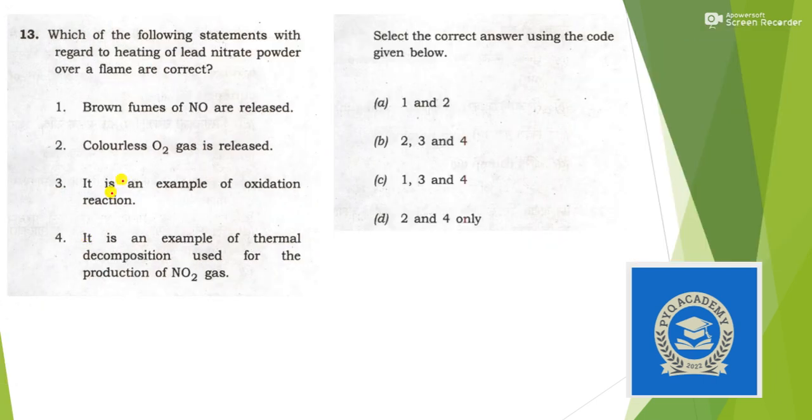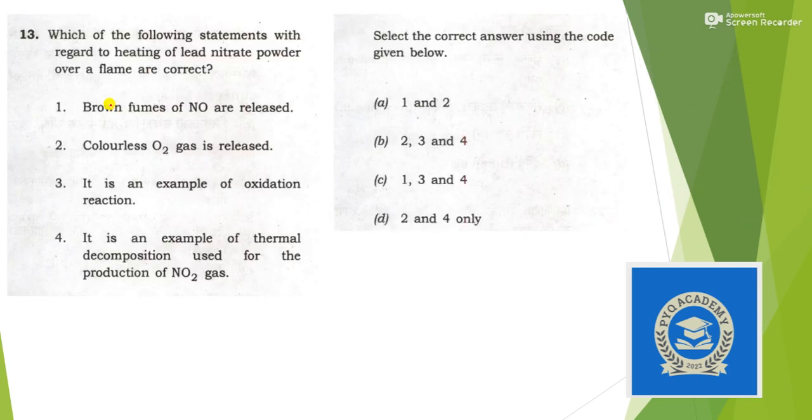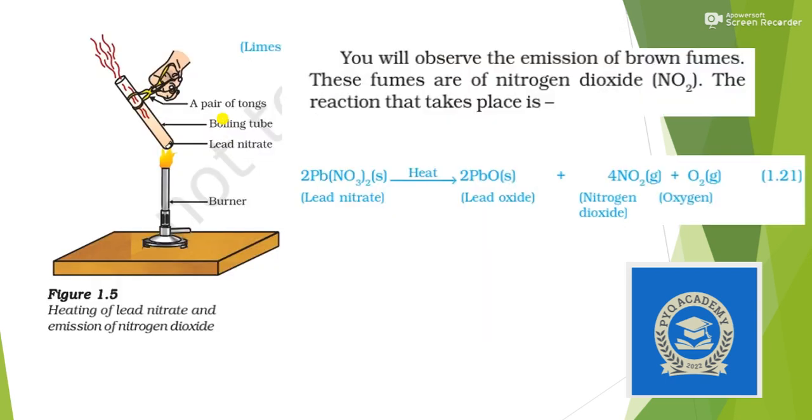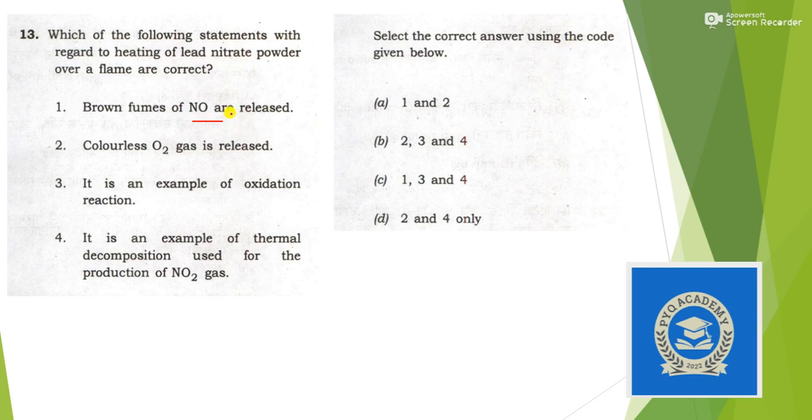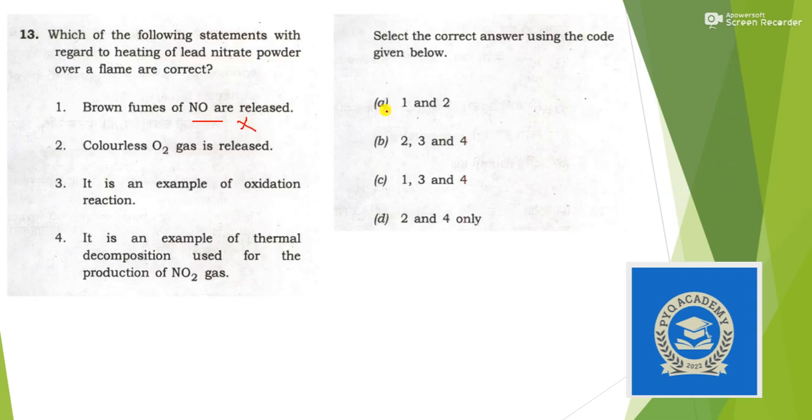Next, which of the following statements with regard to heating of lead nitrate over a flame are correct? Again a question taken from NCERT, and there is an image given with respect to this reaction. So let's go through the statements. Brown fumes of NO are released. Let's watch. You can see here, you will observe emission of brown fumes, but these are nitrogen dioxide, not nitrogen oxide, so this is wrong. Then colorless O2 gas is released. Yes, O2 gas is released, so this is true.